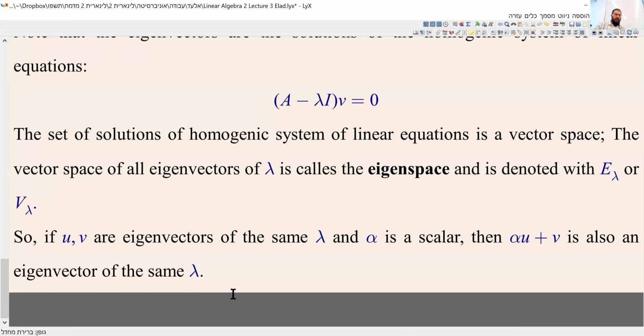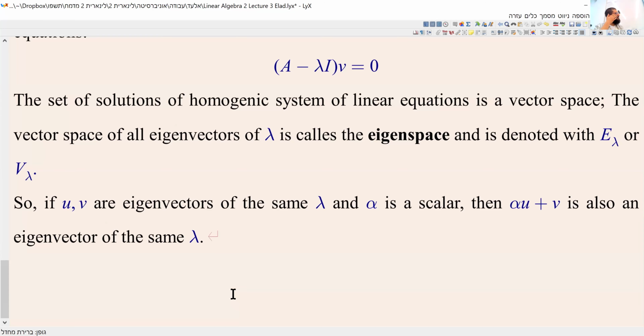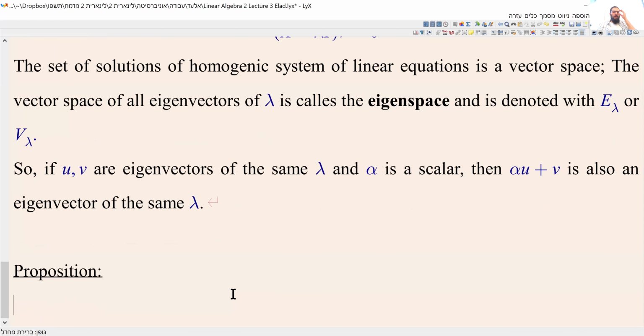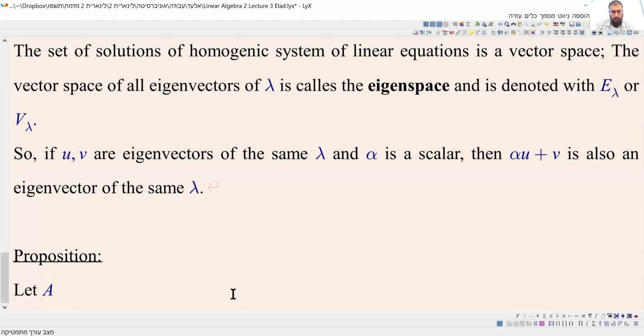Okay. So I want to say another thing. I don't remember if we said it at the end of our last lecture. I don't think so, but write it down and you tell me. Let's have a proposition. Let A be a matrix of order n by n.